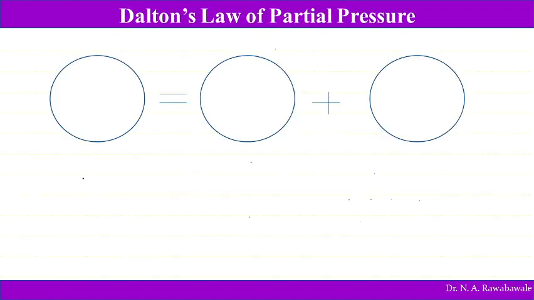So what is Dalton's law of partial pressure? What Dalton's law of partial pressure states is that the total pressure P of a mixture of various constituent gases, say X and Y, is equal to the partial pressure of constituent gas X and the partial pressure of constituent gas Y, when these constituent gases occupy the volume of the total mixture.